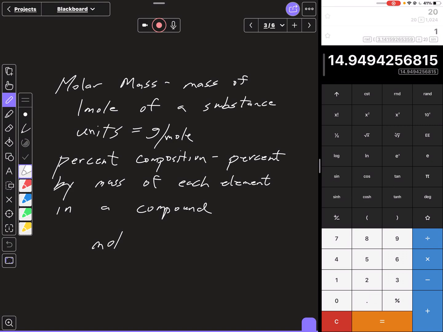And its units are grams per mole, and percent composition is the percent by mass of each element in the compound. To find that, we first find the molar mass, and then we take the individual masses divided by the molar mass and multiply it by 100 to get the percent. So the first step in all these types of problems is to find the molar mass and then use it to solve for whatever the problem's asking for.